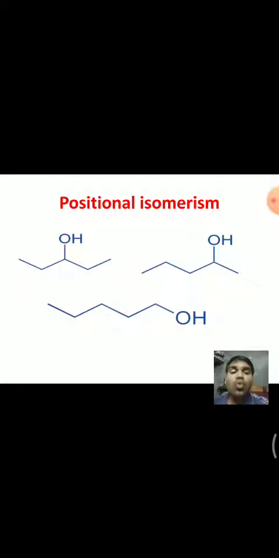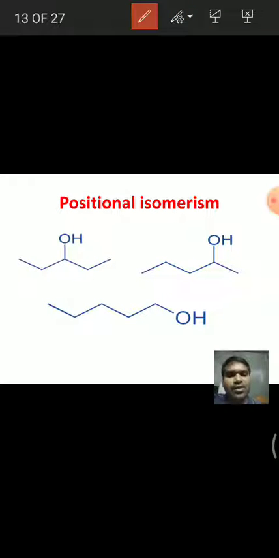In the first one, the OH group is placed at the third carbon. In the second compound, 2-pentanol, the OH group is at the second carbon, and in the third molecule, the OH is placed at the first carbon. That means the position of the OH group is different in these 3 molecules. Hence, these 3 molecules come under positional isomerism.